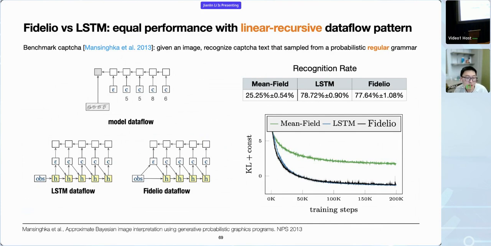A possible explanation is given by the structure of the model. Because the captcha samples from a regular language, the data flow exhibits a linear recursive pattern, and as a result, the model has almost no extra conditional independence for Fidelio to exploit. And the unfolded data flow graph for the Fidelio guide is almost identical to that induced by an RNN.